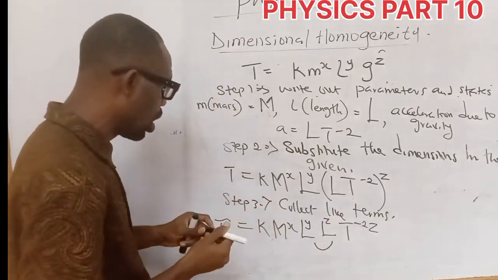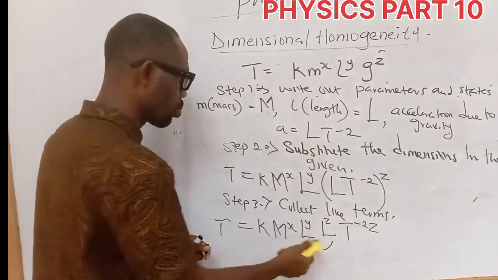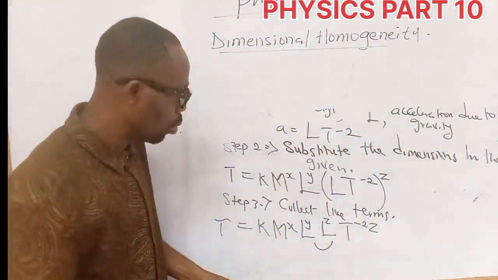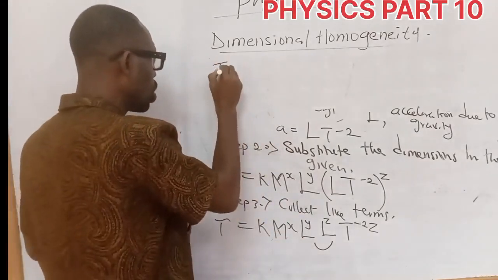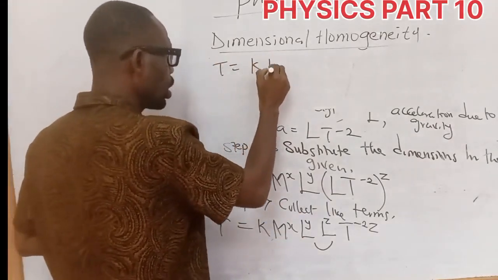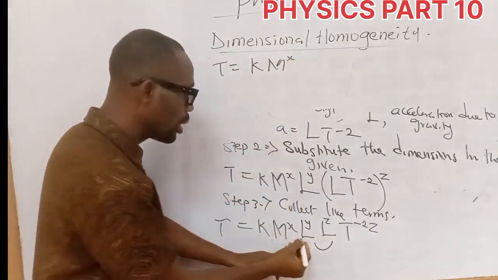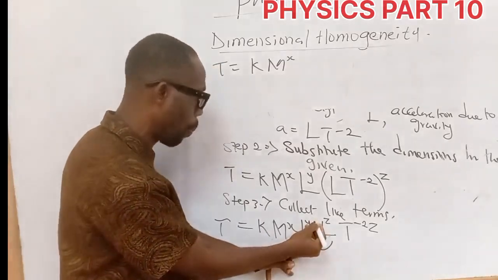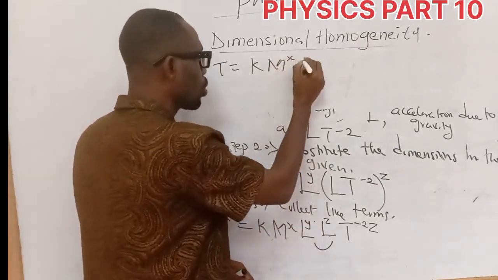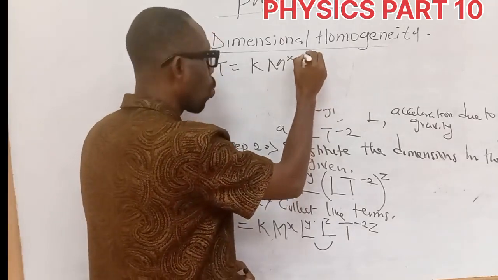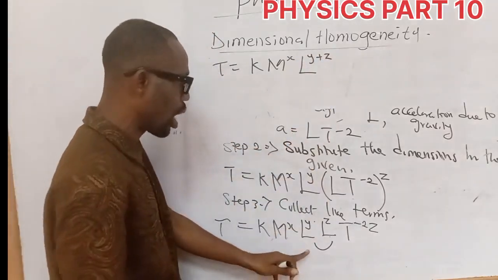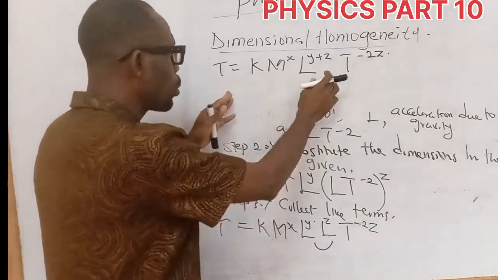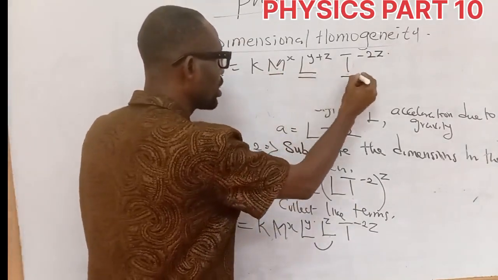So I will clean up now. Now, the next thing, yes, we're still collecting terms. So follow me. You bring this up to T is equals to K. Then you write M raised to the power X. Now, since the bases are the same, it means the powers will be added. You understand what I'm saying? The bases are the same, the powers will be added. So you have M raised to the power X, then you come here and say L raised to the power what? Y plus Z. Do you see it now? Then you write your T raised to the power minus 2Z. With this, we've been able to make sure these are single.